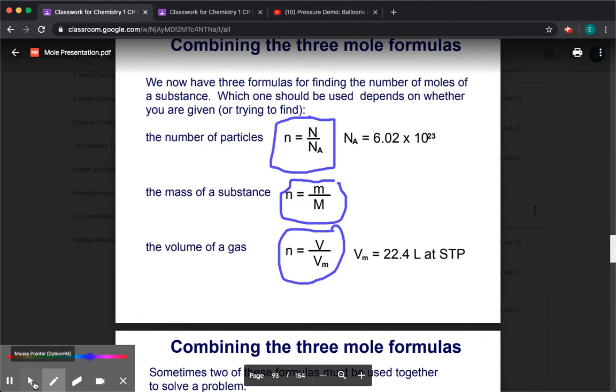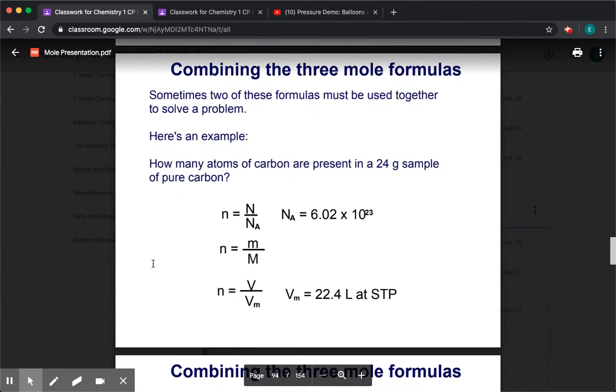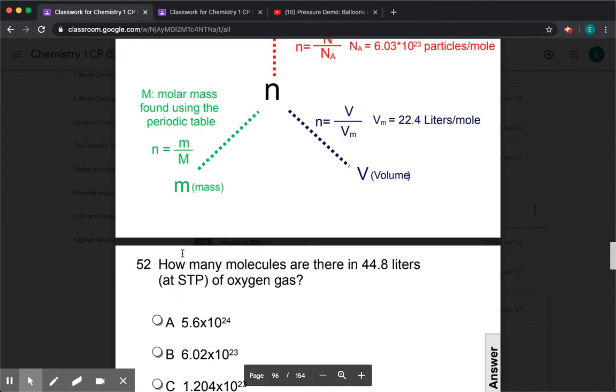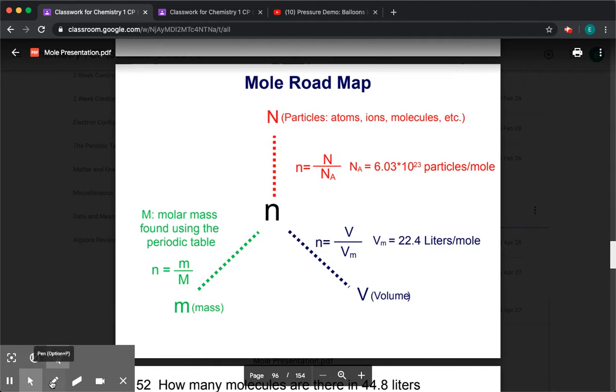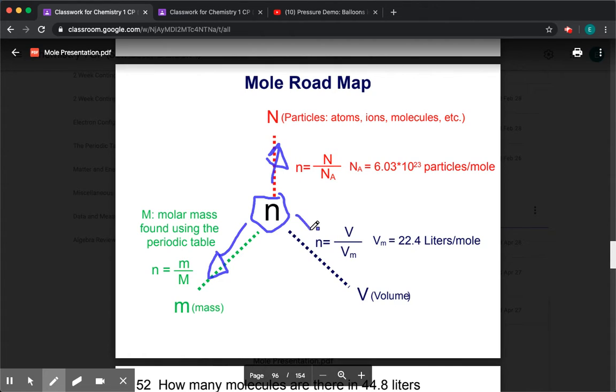So this is the triangle. Okay, the road map. So in the middle you have moles. If you know how many moles of something you have, you can figure out its mass. You can figure out its particles, and you can figure out its volume. Okay. And now we can also do two-step equations. Okay. I can have you start anywhere on this triangle. Let's say I start you here.